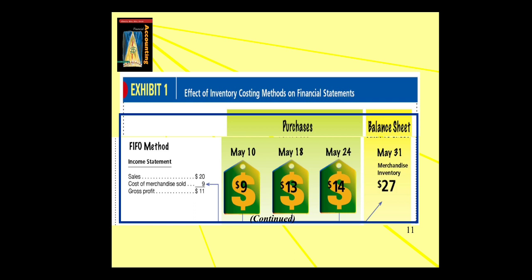Sales $20, cost of goods sold or cost of merchandise sold is $9 because this is FIFO, first in, first out. So the gross profit for this business is $11. The ending inventory for the month of May using FIFO is $27. What is the $27? The $27 is the inventories left. The inventories left are two items or two units. The first unit is at $13, the second unit is at $14. So 13 plus 14 equals $27. That is according to the FIFO method.